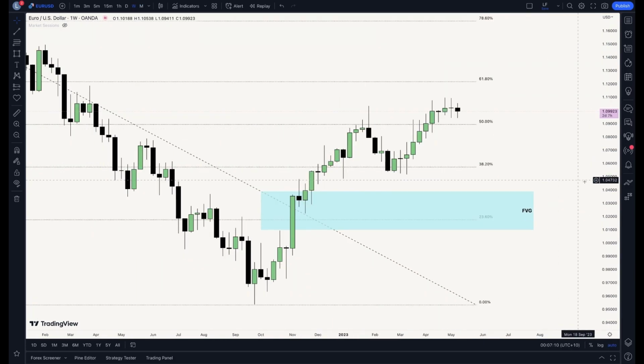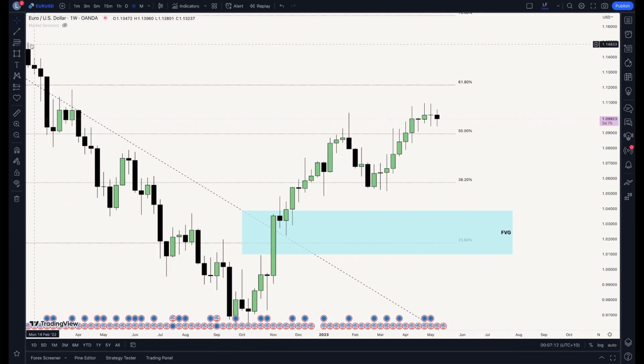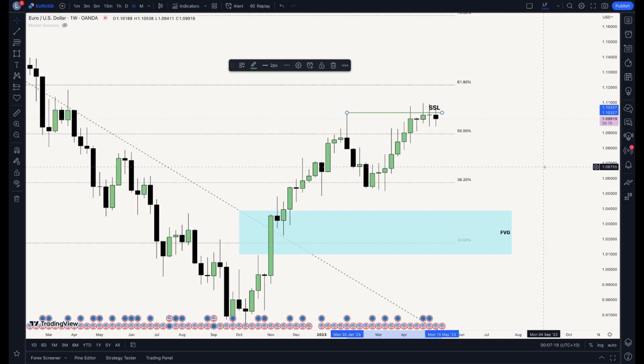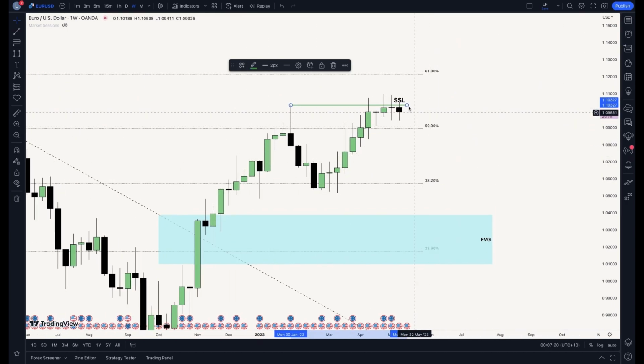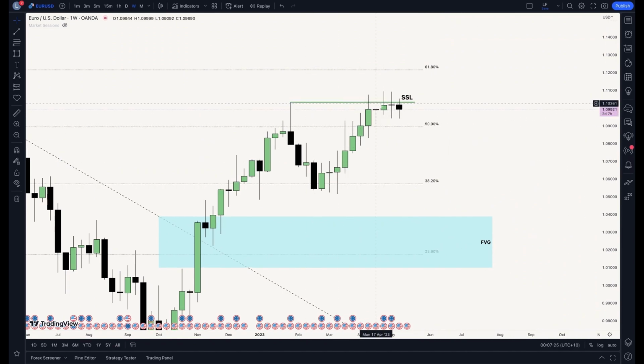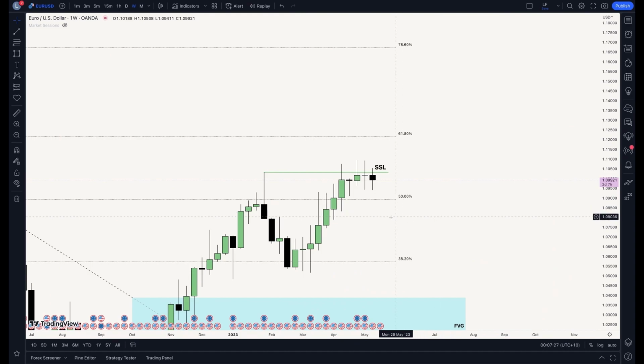On the weekly, I notice as well that there was this liquidity zone, sell side liquidity that has formed. Why sell side liquidity? Well, relative equal highs, and we can see that price has traveled up here 1 week, 2 weeks, 3, 4. So these are all liquidity grabs, right?